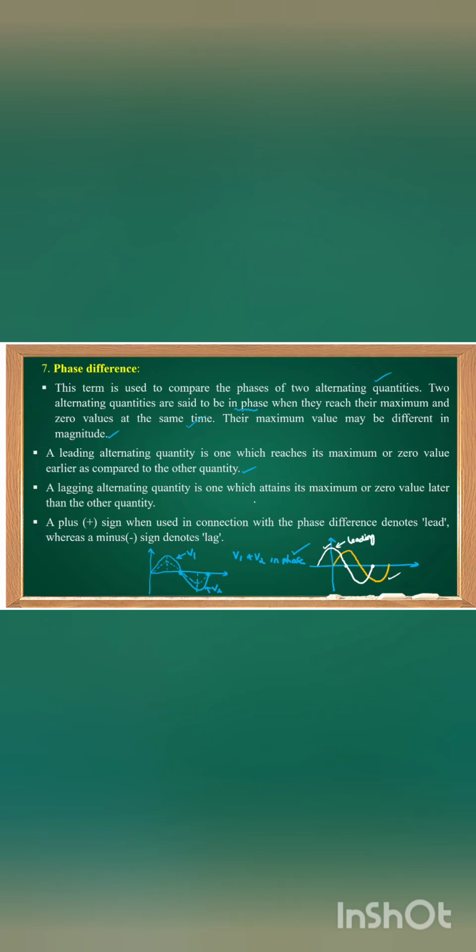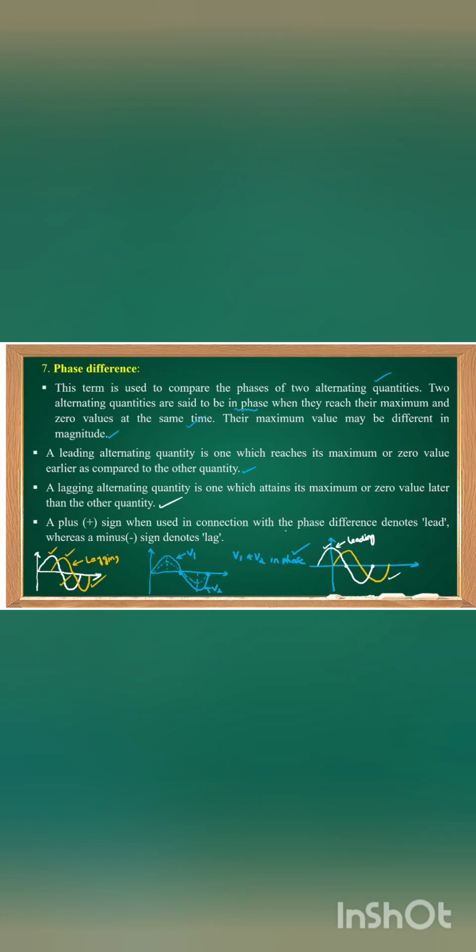A lagging alternating quantity is one which attains its maximum or zero value later than the other quantity. Just by comparing two waveforms, I am telling. First I am explaining all these fundamentals, later in detail. A lagging alternating quantity attains its maximum or zero values later than the other one. First it is zero, after this it is zero. That's why it is a lagging quantity.